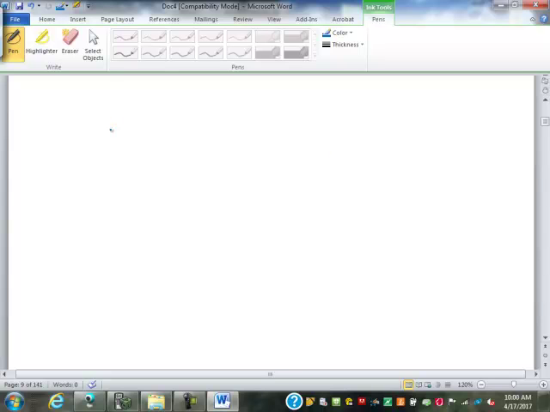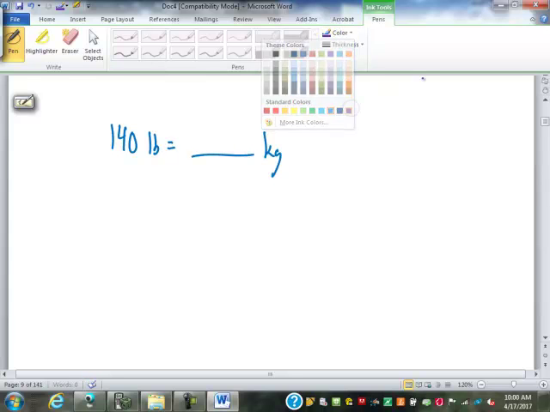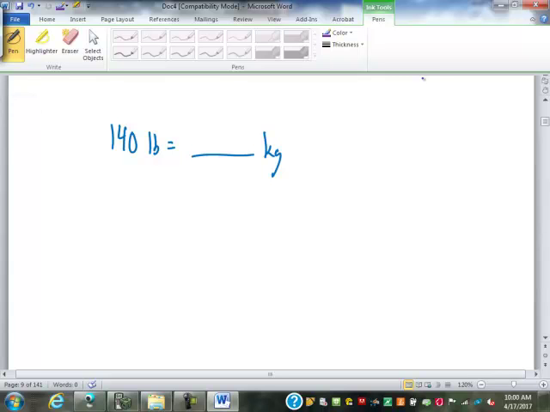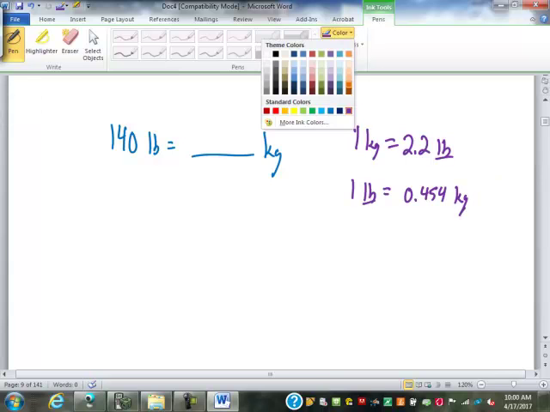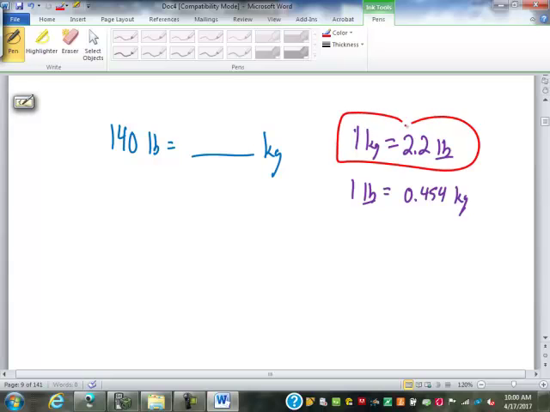let's say you are given 140 pounds and you want it converted into kilograms. You can look that up and there's going to be 2 different conversions given. One is going to be 1 kilogram equals 2.2 pounds. The other conversion is 1 pound equals 0.454 kilograms. How do we know which one to use and will it matter?